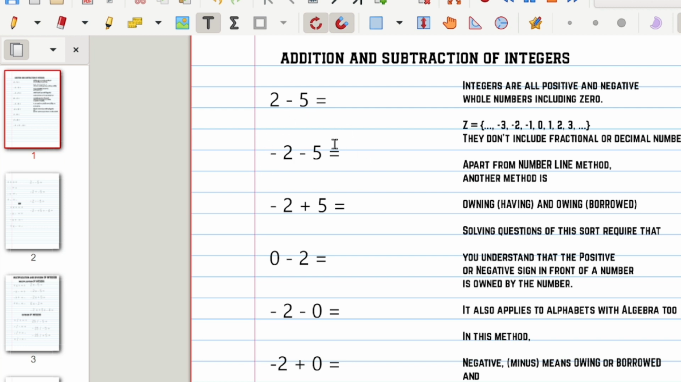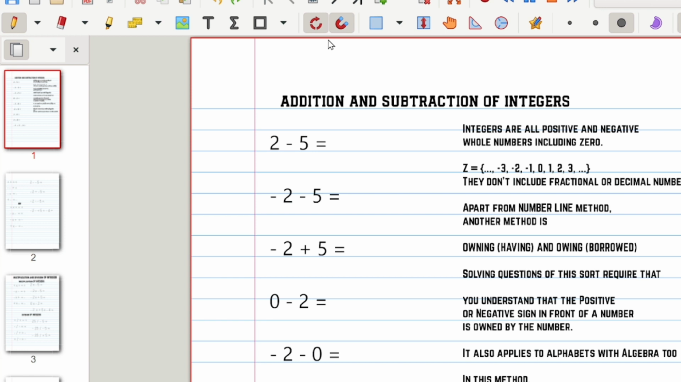certain things. The positive or the negative sign in front of a number is owned by that number. For example, we have this 5, in front of it is minus. This 5 only is minus. Then we have this 2. There's no sign in front of it. Anytime there's no sign written in front of a number, you should know there's a positive sign in front of it. In this case, we have plus 2.